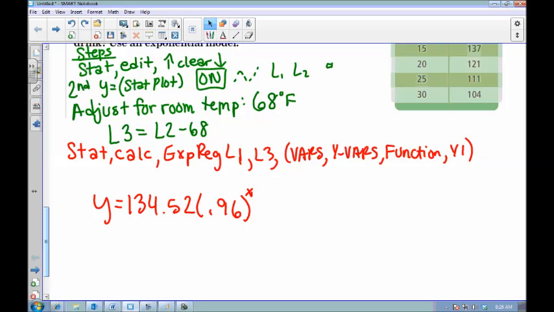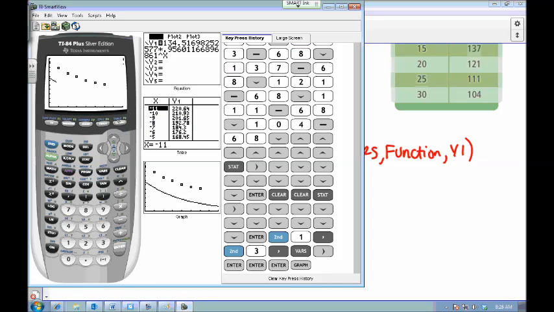Does it look exponential like a growth or a decay? Okay, it looks like what Style said. Is that a growth or is that a decay? Because it's getting lower, right? Now, does it go through our points? Why does it not go through our points? We had adjusted for room temperature. We subtracted 68, and that brought it down. So our last step is we have to readjust for room temperature, which is to add 68.